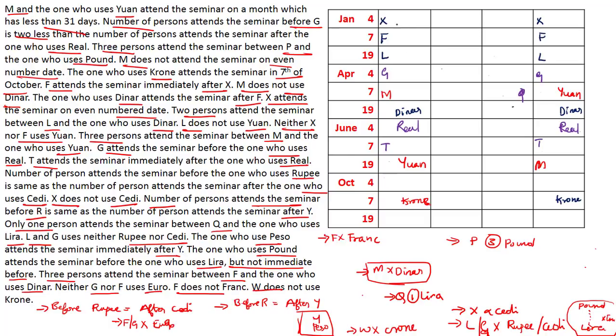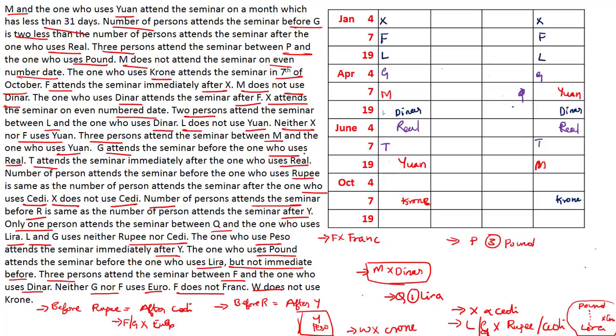So therefore, can we place R anywhere here? We cannot place R in these places. R can be here, R can be here, R can be here, R can be here. If I am going to put R here, before R, 1, 2, 3, 4, 5. So there are 5 persons before R. It means there should be 5 persons after Y as well. 1, 2, 3, 4, 5. So Y has to be at this particular place. I hope you got it.